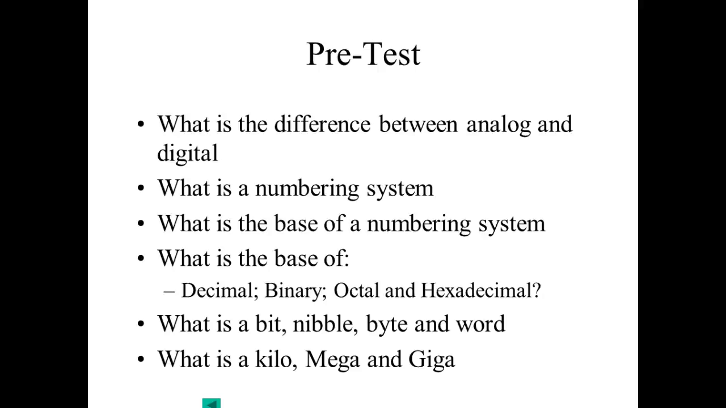The number systems we're going to look at are decimal, which is a base what? 10. Binary is base 2. Octal is base 8. Hexadecimal: hex is 6, decimal is 10, so hexadecimal is base 16. These are the number systems you'll run into in any digital type of technology.